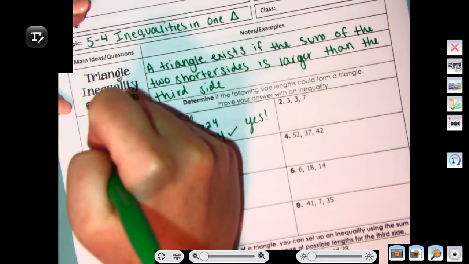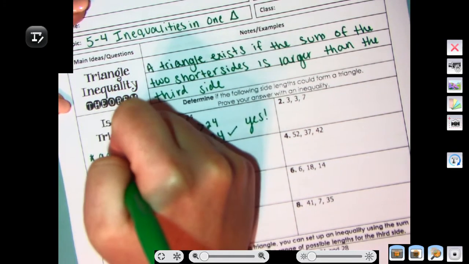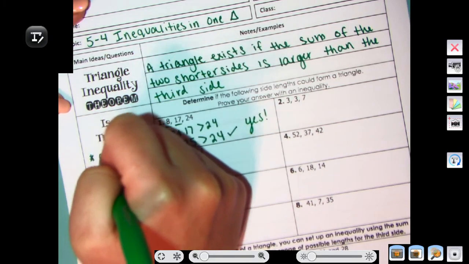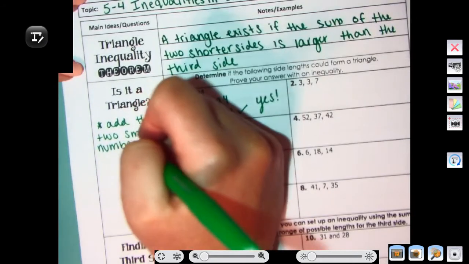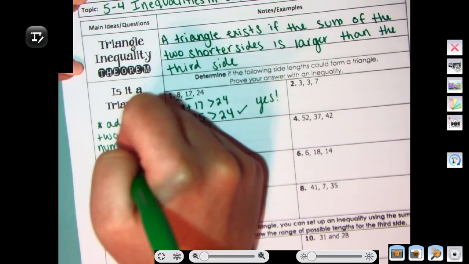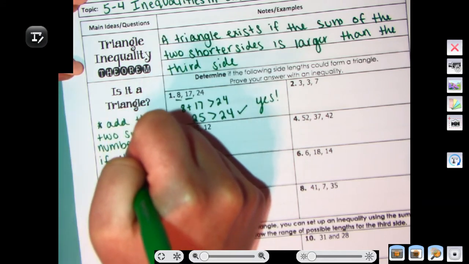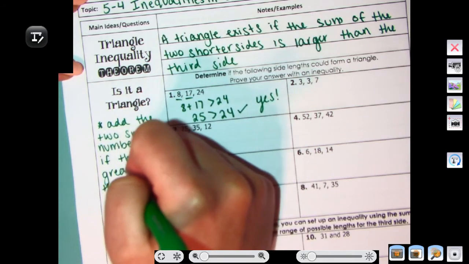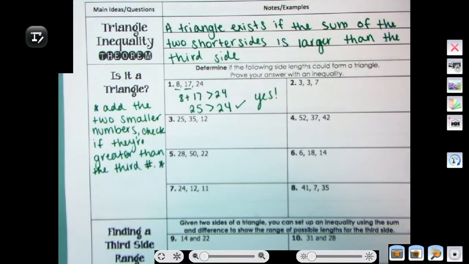So we add the two smaller numbers, which represent the sides. Add the two smaller numbers. Check if they're greater than the third number. Okay, so that's all we do for these types of problems.